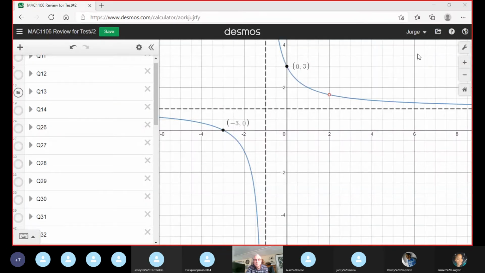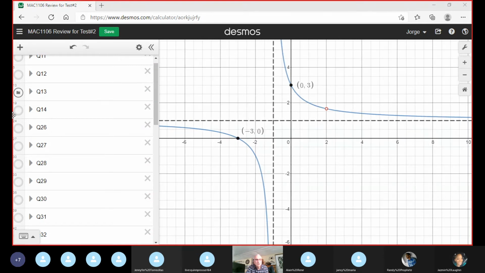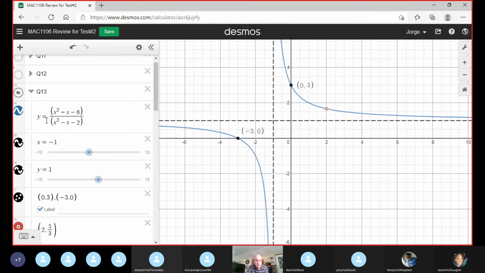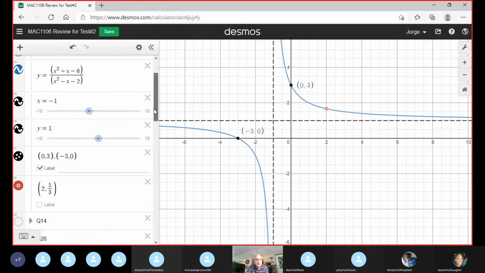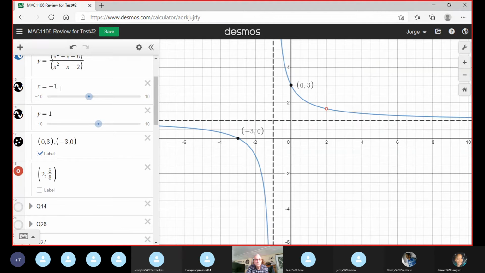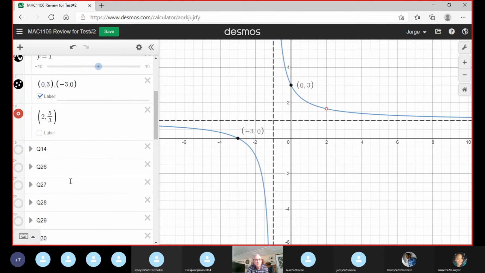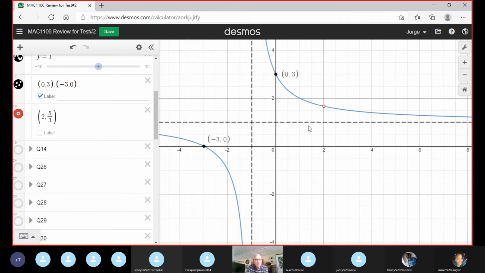Okay, this one. Okay, question 13. Look at that. And this, I put the original. I put the vertical asymptote at -1, horizontal asymptote at 1. You can see the famous point: -3,0 is the x-intercept, and 0,3 is the y-intercept. I plot some points. The hole, the famous hole, look at that. The famous hole that we are doing, okay.